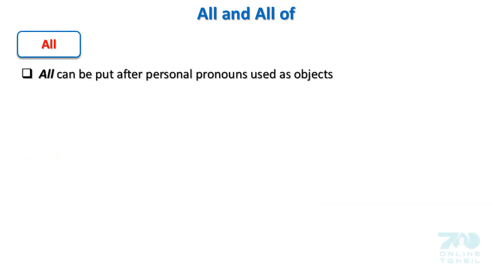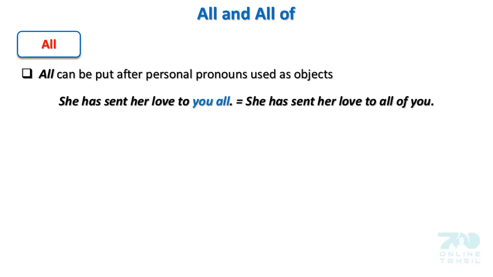All can be put after personal pronouns used as objects. She has sent her love to you all. She has sent her love to all of you.